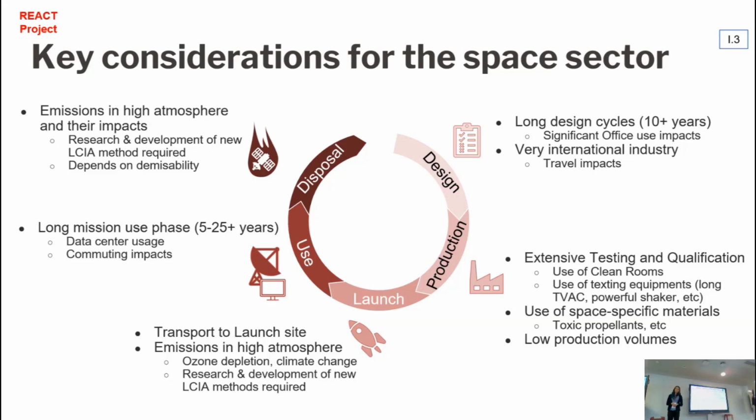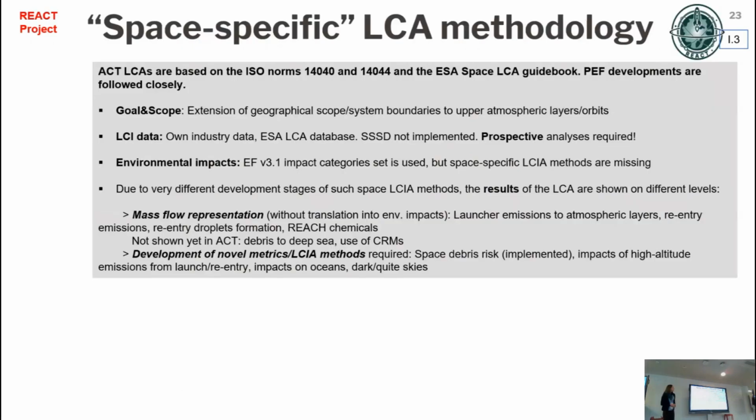So let's go back. When we want to do space-specific LCA, for the goal and scope, we need to extend our geographical scope and the system boundaries, not only like normal LCA from the Earth ground, but also really going up to the upper atmospheric layers and even to the orbits. And try to find out some conclusions on what happens up there in these environments.